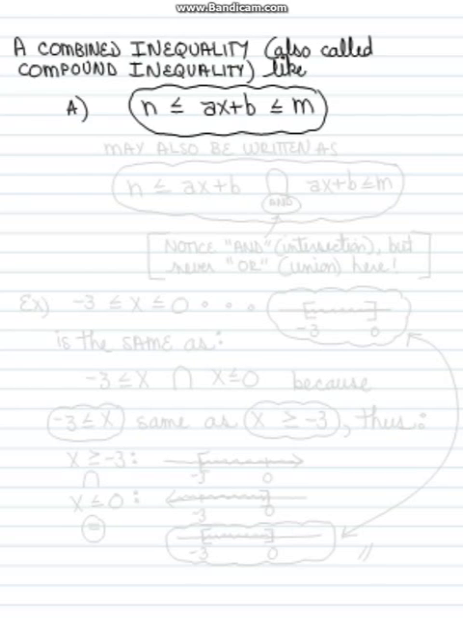A combined inequality, which we also call a compound inequality, looks like this. It looks like a number n less than or equal to ax plus b less than or equal to m. It's just an example of a combined inequality where we have two inequality signs pointing in the less than direction, and we have the value containing x.